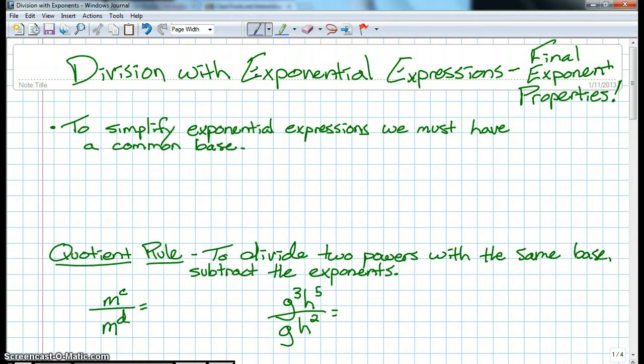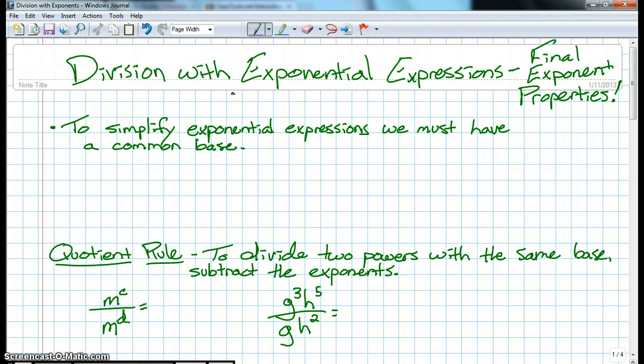The good news is this is our final exponent properties video, where we're going to be simplifying some exponential expressions. So, with division with exponential expressions, there's two new properties we need to go over.